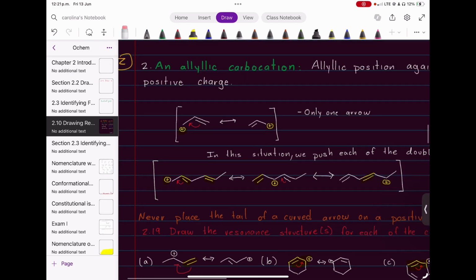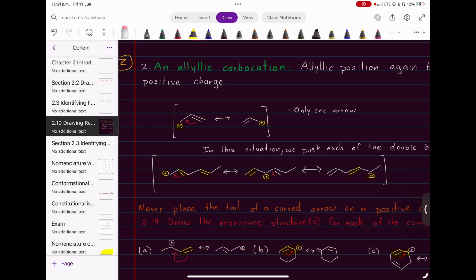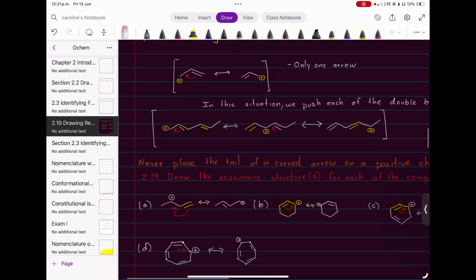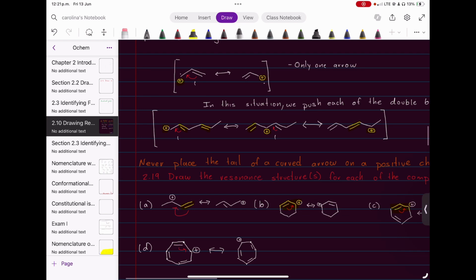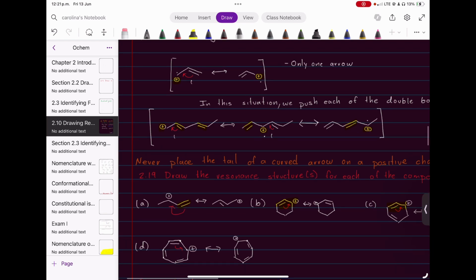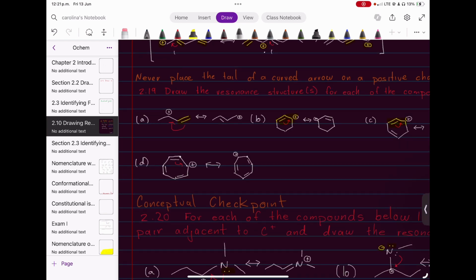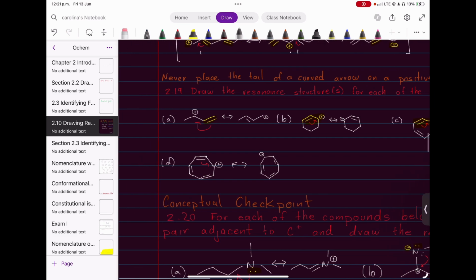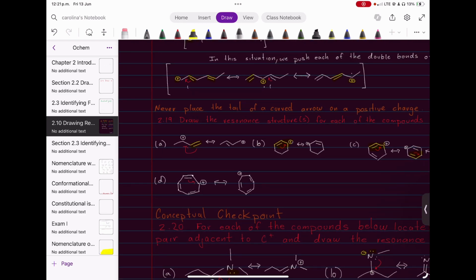And then an allylic carbocation. So before it was a lone pair, now it's a carbocation. And we're gonna start drawing the arrows from the pi bond towards the positive charge. Notice I have a note: never place the tail of a curved arrow on a positive charge. So the positive charge is gonna shift to where the pi bond was. Once again, change of location.